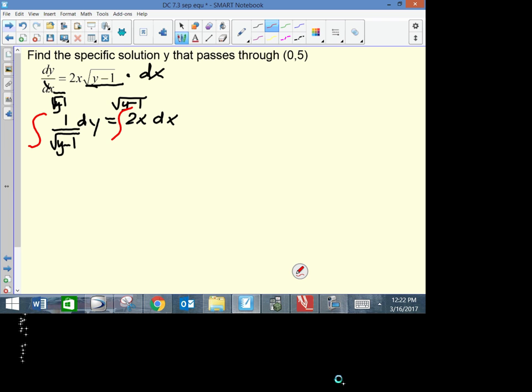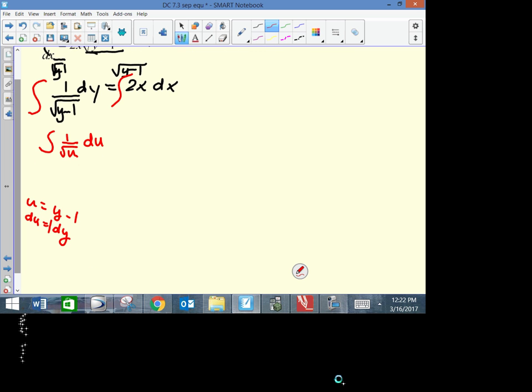Should we use U substitution? Yes, we should, on the left there. What's U going to be? Y minus 1, so du equals dy, right? Okay, so I can switch out. This becomes 1 over radical u du, right? I'm going to keep going with it.